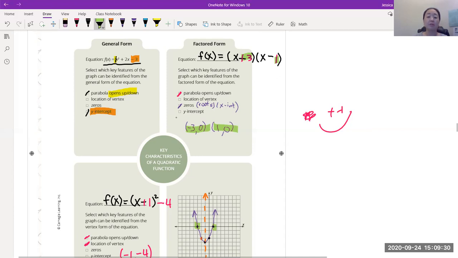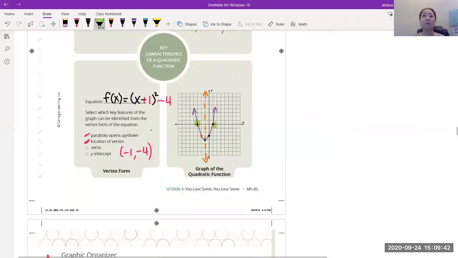And the two things that we do know always with factored form: the parabola opens up or down, the concavity, and also the zeros, which we know as the roots or the x-intercepts, same thing. Right, moving on to the next one.